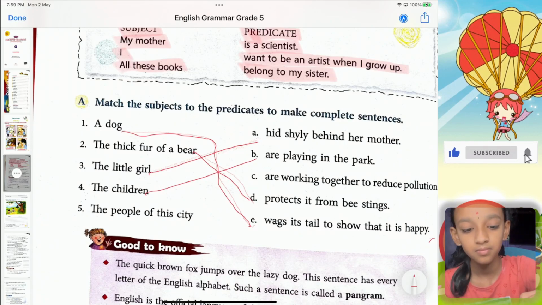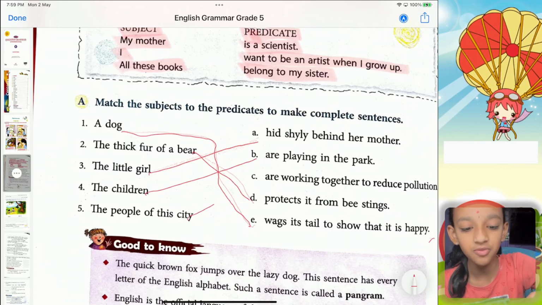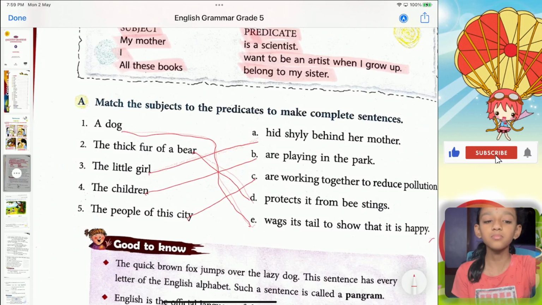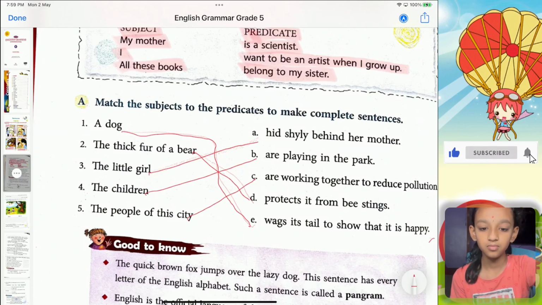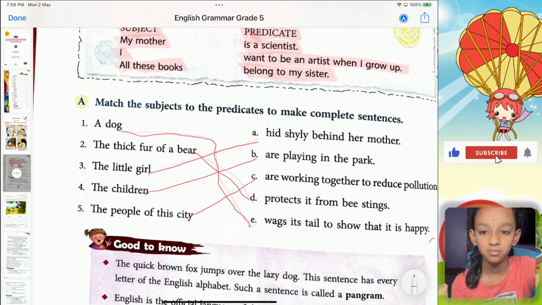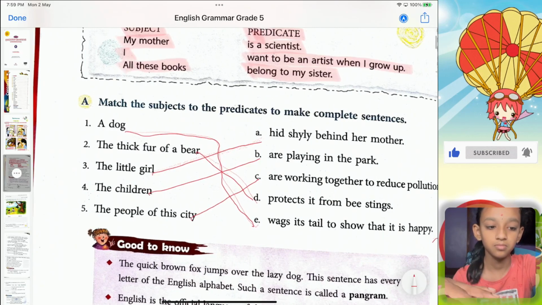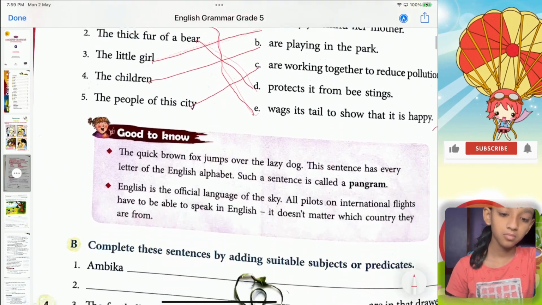The people of this city are working together to reduce pollution. Right? So the people, they are the subject, and working is a verb. So they are working together to reduce pollution is the predicate, right? So now that completes the exercise.